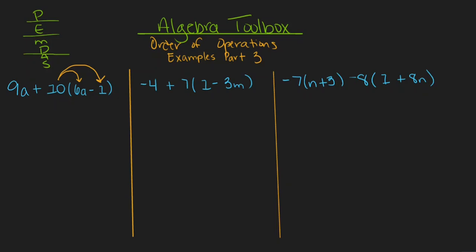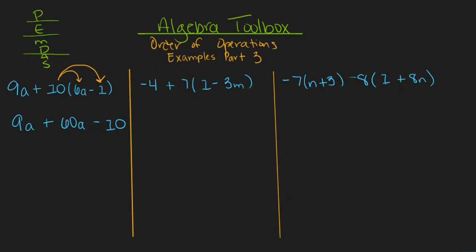So this will become 9a plus 60a minus 10. And again, I got 60a because 10 times 6a is 60a. And I got minus 10 because 10 times negative 1 is negative 10. Now that I have the 60a and negative 10 freed from the parentheses, I can start combining like terms.